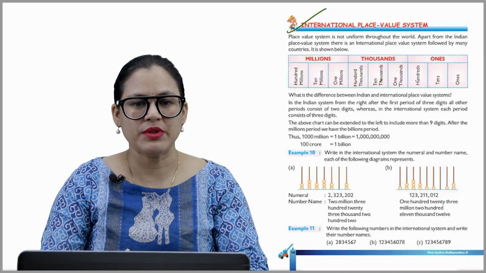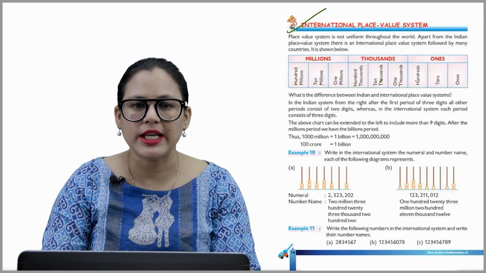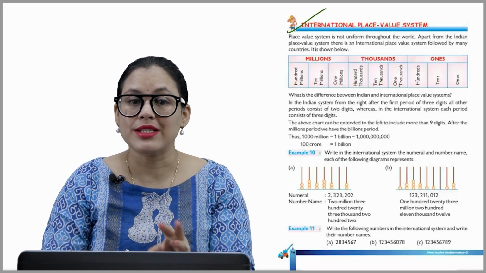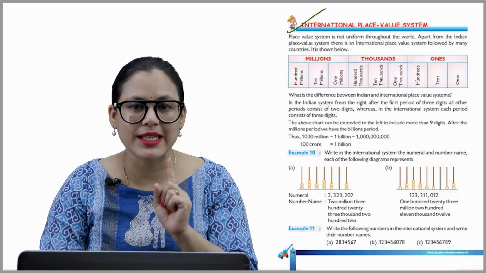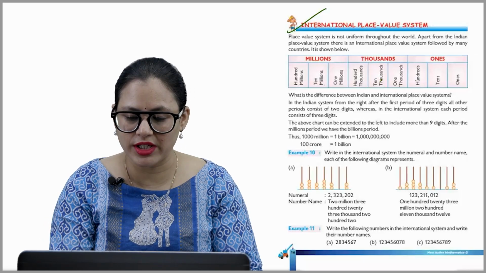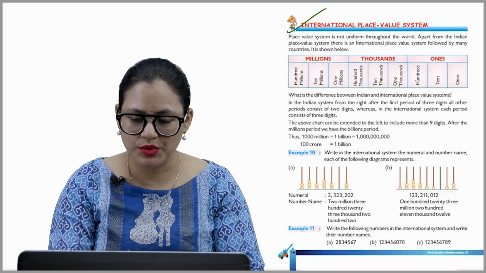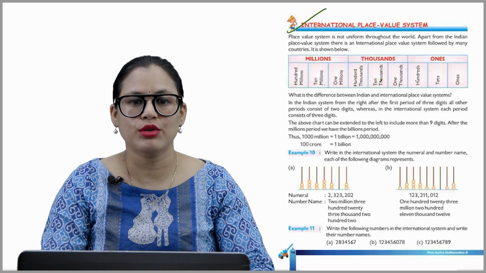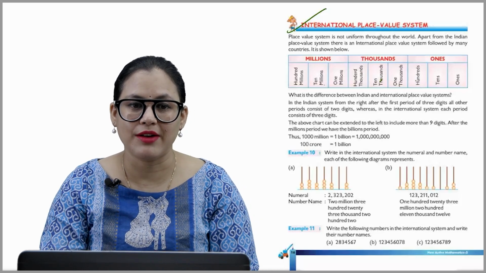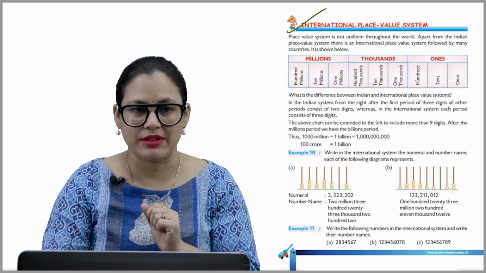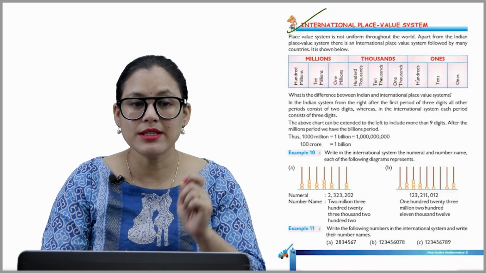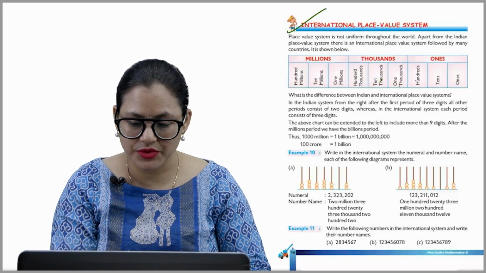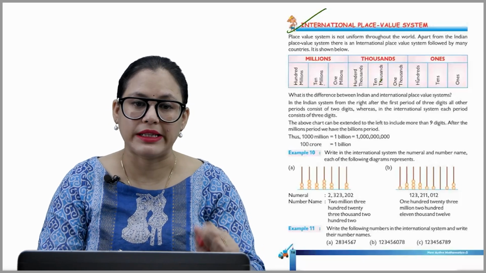So what is the difference between Indian and international place value systems? In the Indian system, from the right, after the first period of 3 digits, all other periods consist of 2 digits only. Whereas in the international system, each period consists of 3 digits. See, 1, 2, 3, 1, 2, 3, 1, 2, 3. So each period has 3 digits, right? The above chart can be extended to the left to include more than 9 digits. After the millions period, we have the billions period. Thus 1000 million is equal to 1 billion, and 100 crore means 1 billion, right?